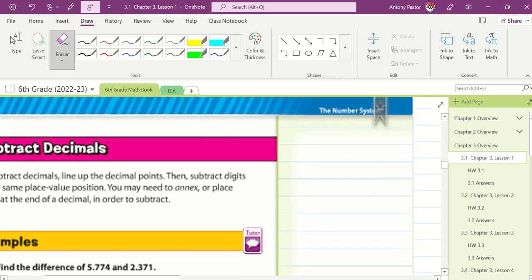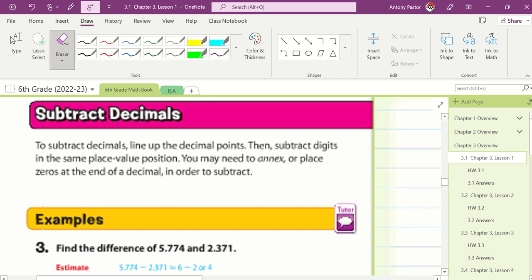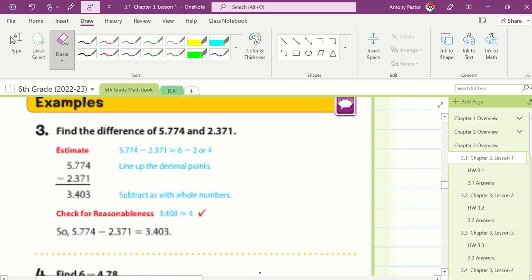Now the same rules will apply when we subtract decimals. To subtract decimals, line up the decimal points, then subtract digits in the same place value position. You may need to annex or place zeros at the end of a decimal in order to subtract. So remember, you can always add zeros to the end of a decimal, especially if there's not the same amount of place values. For this example, find the difference. So again, academic language: sum is the answer to an addition problem, and the difference is the answer to a subtraction problem.